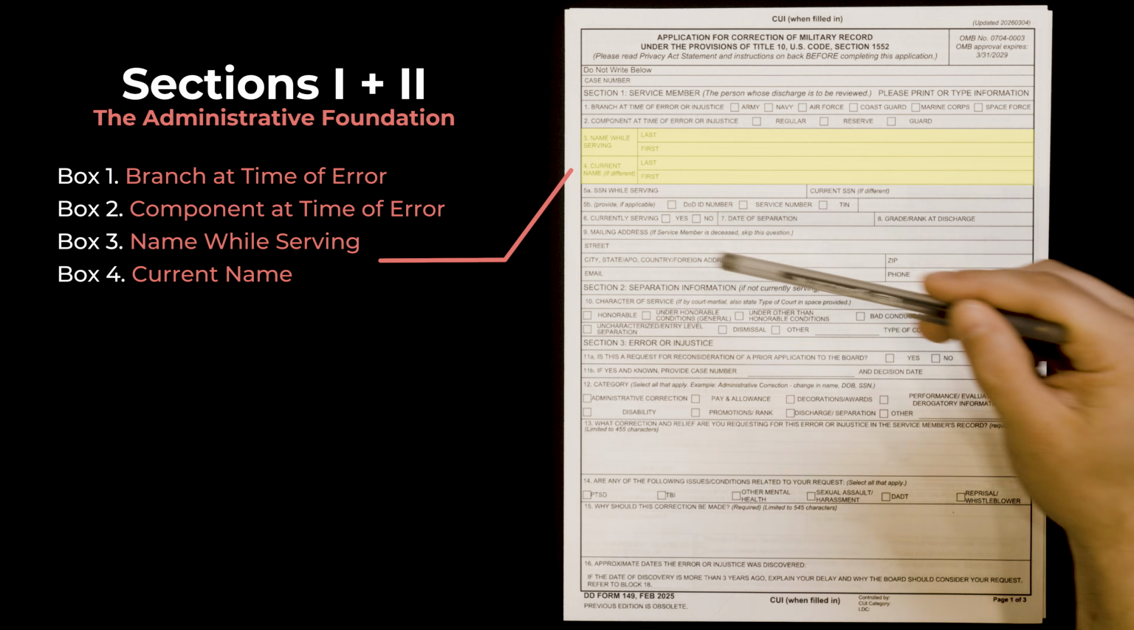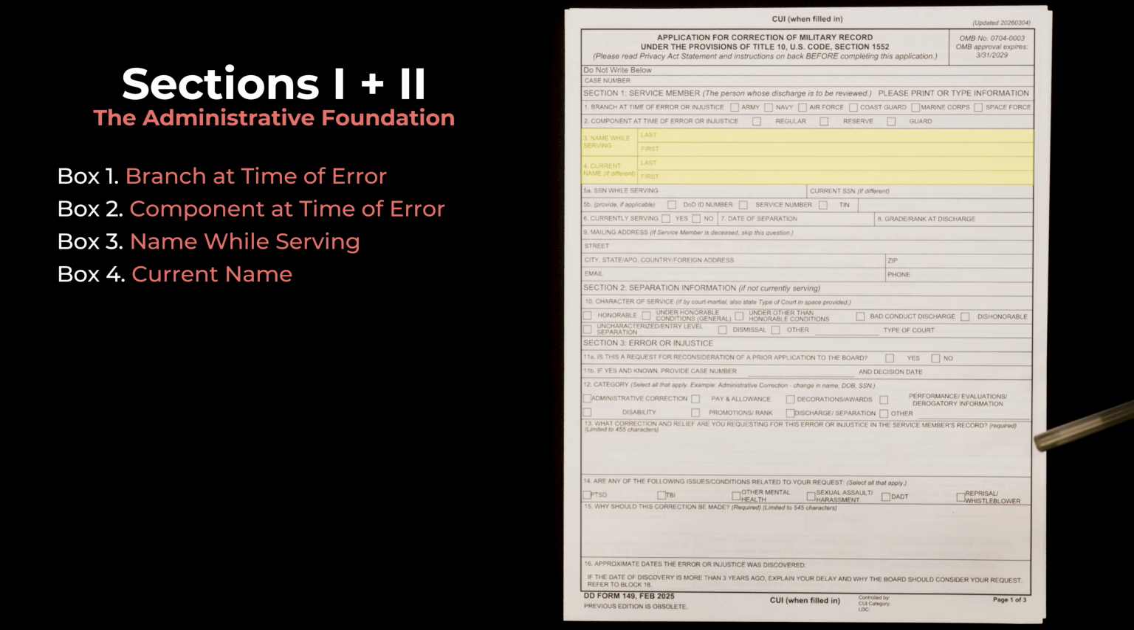Box 3 and 4 are your name while serving versus your current name. If your name changed after service, marriage, legal name change, anything, fill out both boxes. One mismatch here and the board can't locate your record.